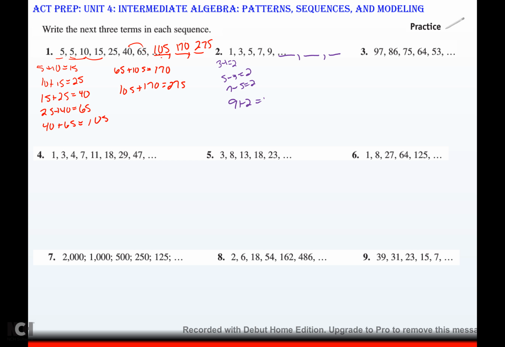9 plus 2 is 11. 11 plus 2 is 13. 13 plus 2 is 15. Okay.